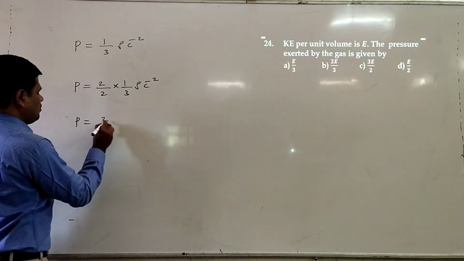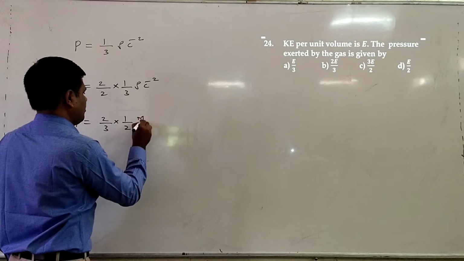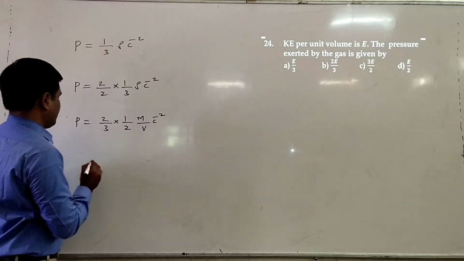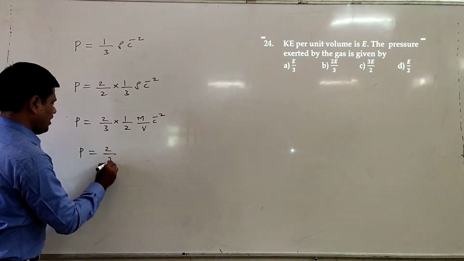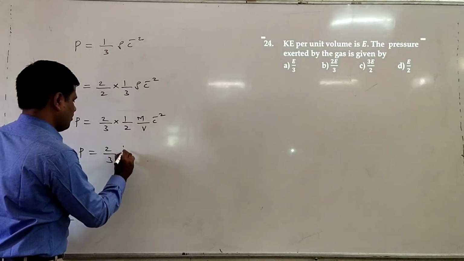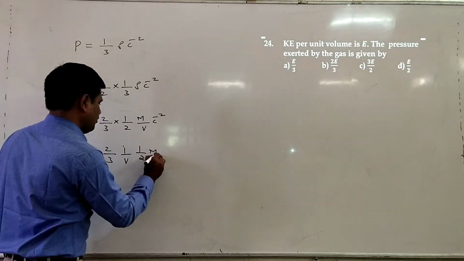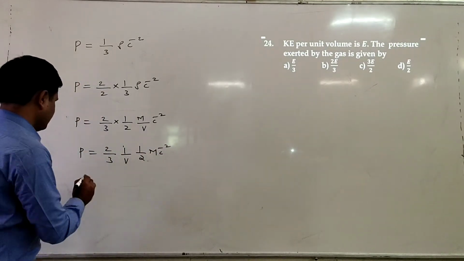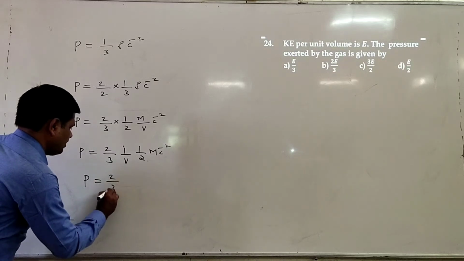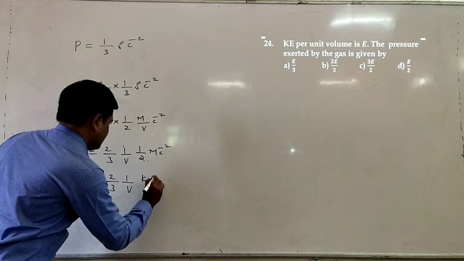Now P is equal to 2 by 3 into 1 by 2 rho, where rho can be written as mass by volume, into C square. Now P is equal to 2 by 3 into, what we are writing here, 1 by 2 mc square, which means 1 by V into 1 by 2 mc square. This is the kinetic energy. Now P is equal to 2 by 3 into 1 by V, this can be written as kinetic energy.